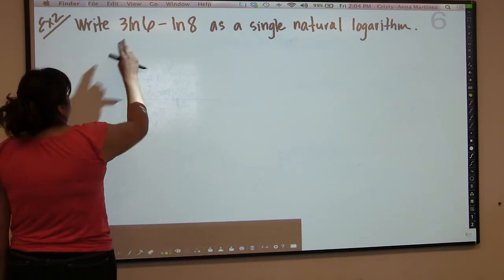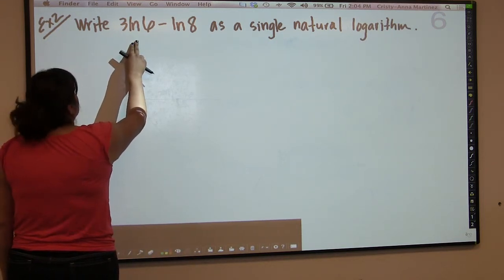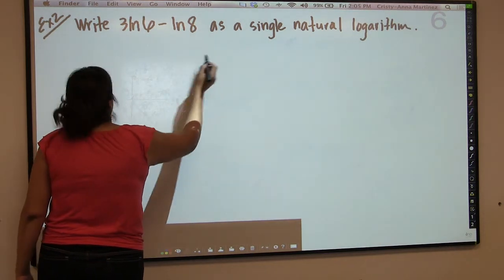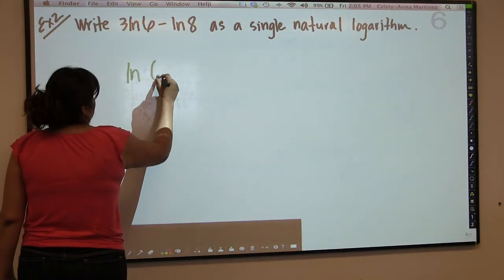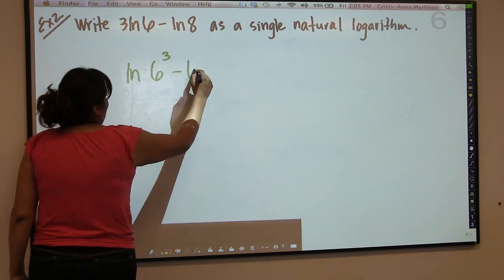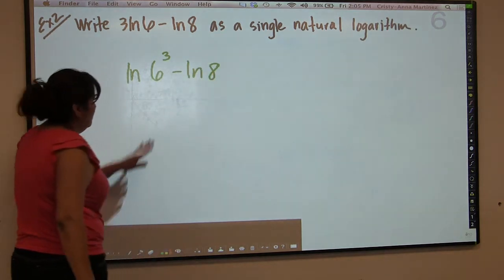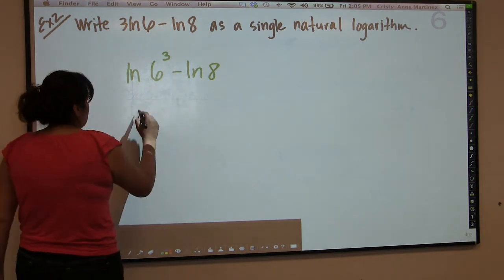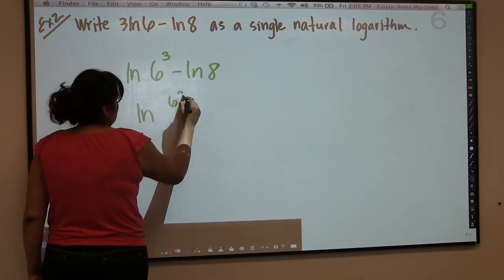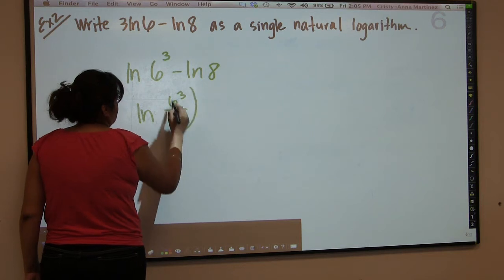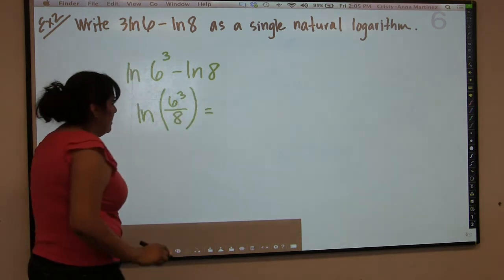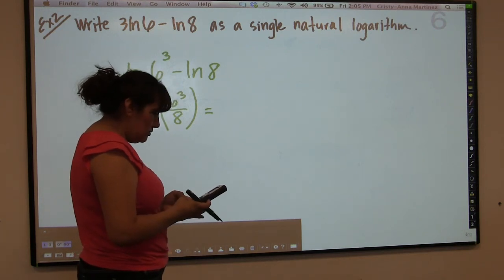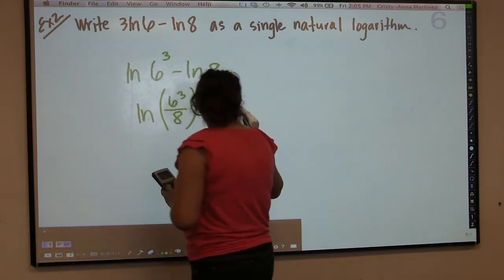So the power property still applies here. So this would become ln 6 to the third power minus ln 8. And then because of the subtraction, that still becomes the quotient property. And so you can get ln of 6 cubed divided by 8. And then 6 to the third power is probably a really big number, 216.